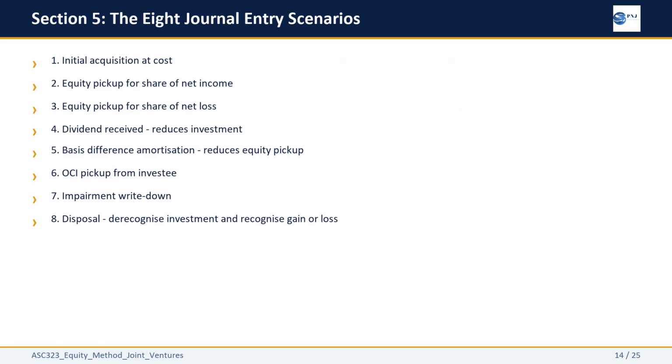Section 5 also consolidated all 8 journal entry scenarios you will encounter across the life of an equity method investment. From initial acquisition at cost all the way through to disposal, each entry follows a consistent logic. The investment account is the anchor, and every economic event either increases or decreases it with income, OCI, or cash as the offsetting element. Knowing these 8 entries cold is the foundation of clean equity method accounting.